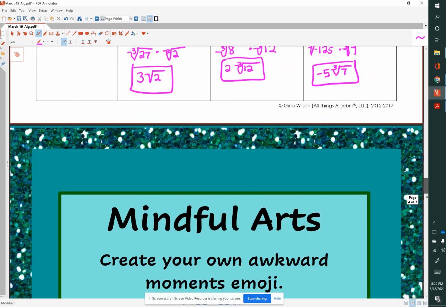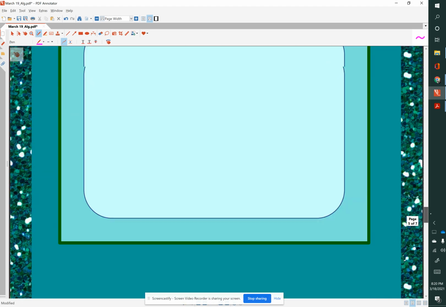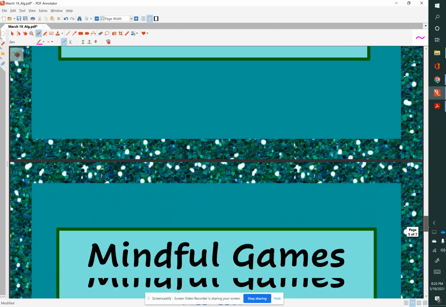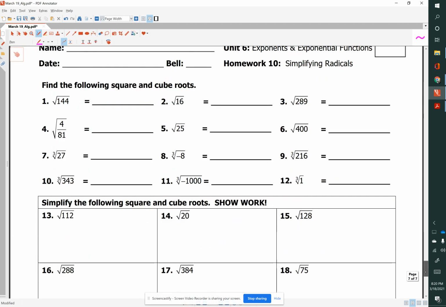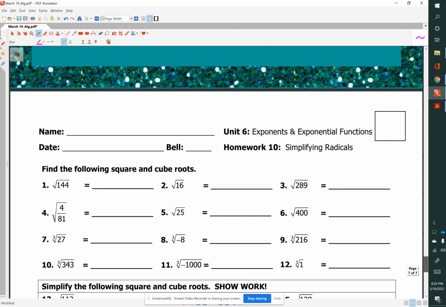For homework, you have, here's your make your own emoji. Here's a fallen phrase. These are really fun. And here is your homework after this, 1 page.